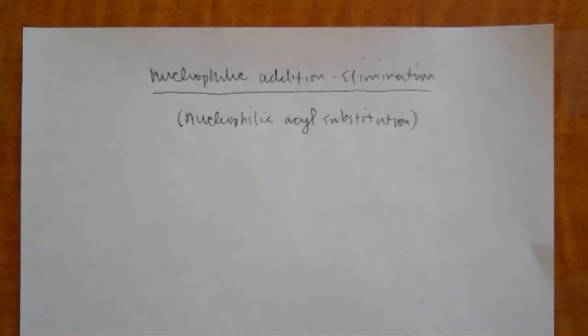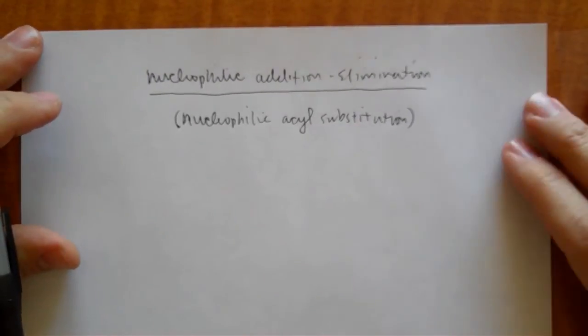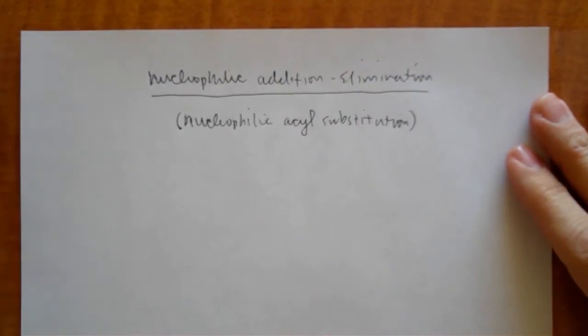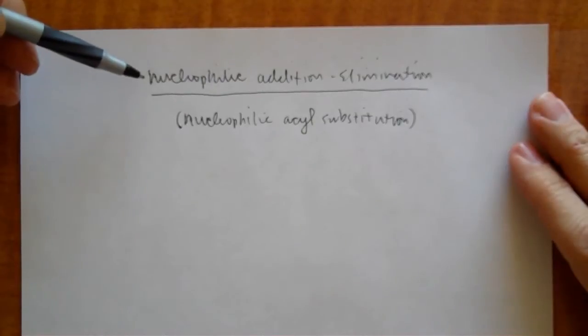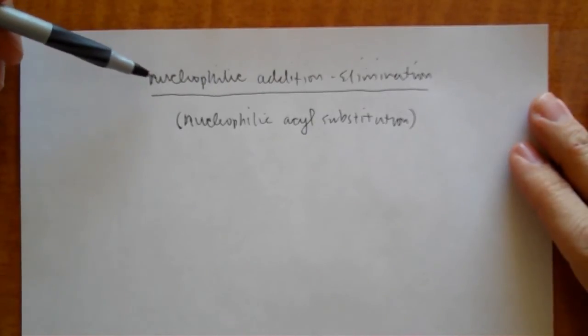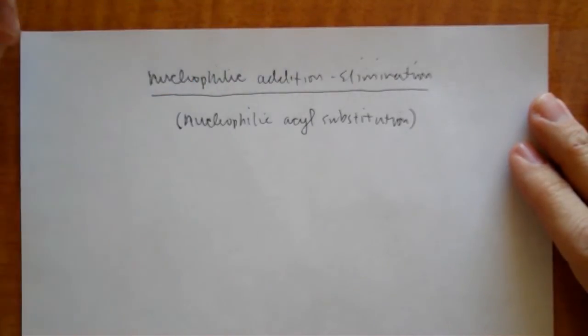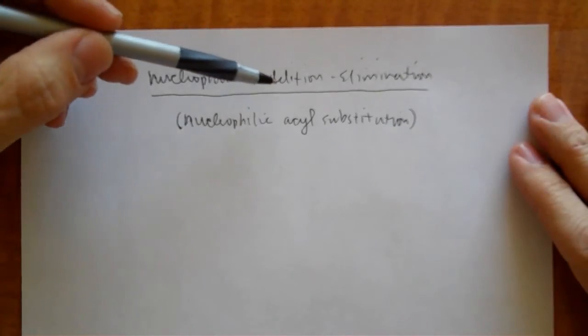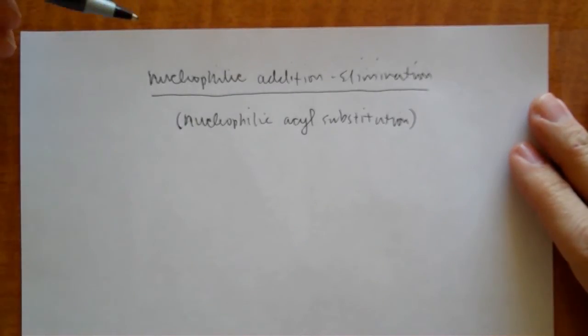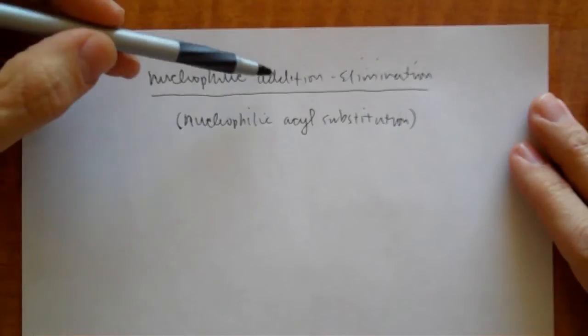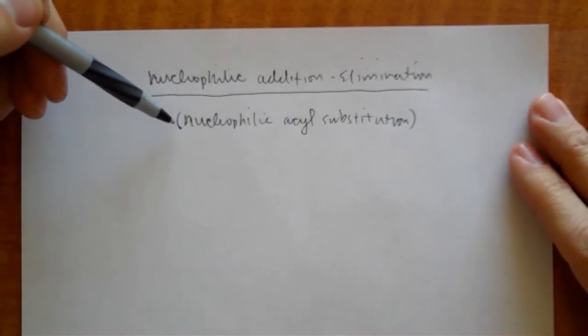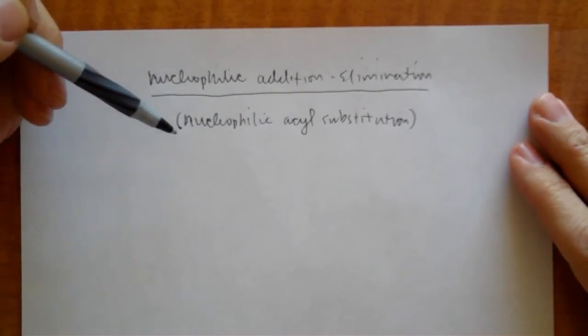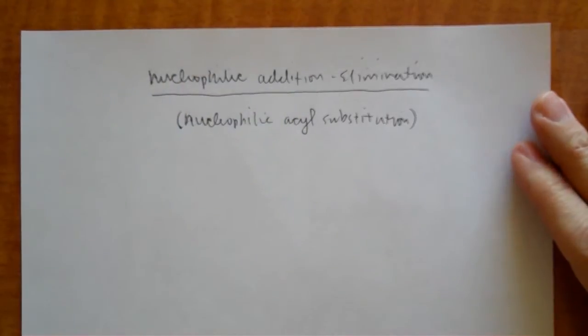Okay, so we're into another mechanism, and this one's a biggie. It's simple in its form, but it's super useful. The name of it in Bruce text is nucleophilic addition-elimination, and I'd like you to think about why that name makes sense. It's not just a big name. In other texts, other authors may call this nucleophilic acyl substitution.